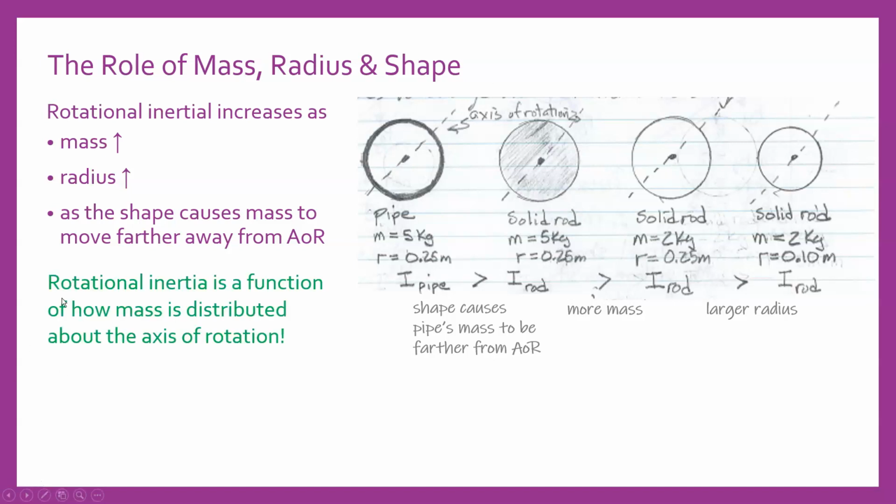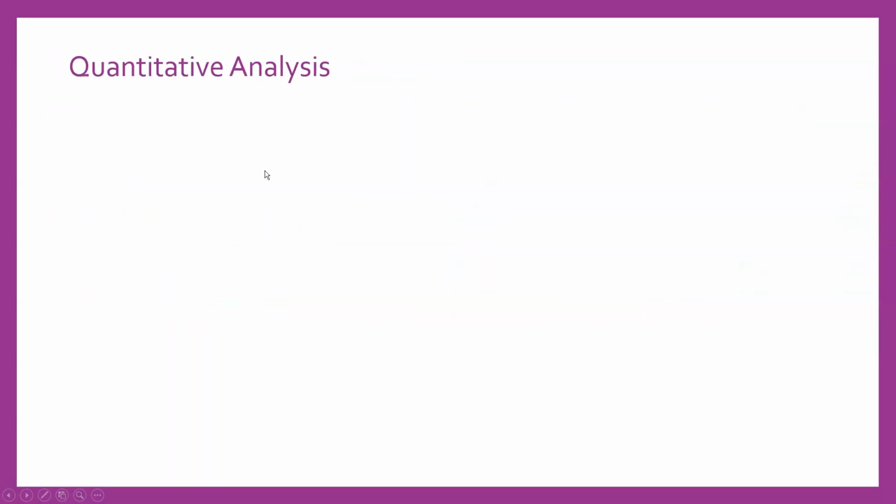And in summary, rotational inertia is a function of how mass is distributed about the axis of rotation. And how that mass is distributed is affected by the total mass of the object, the radius of the object, but also the shape of the object. Let's look at rotational inertia quantitatively.